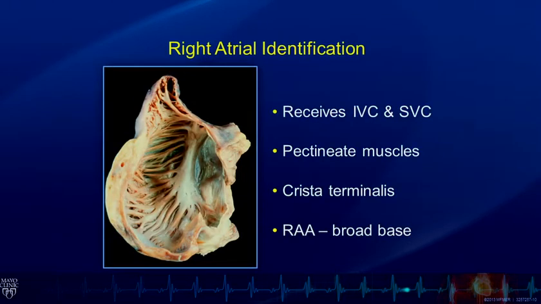How do we identify the right atrium? The right atrium receives, of course, the inferior and superior vena cava. It's characterized by pectinate muscles, which are nicely demonstrated in this pathologic example, the ridges over on the left side of the panel. The crista terminalis separates the smooth surface from the pectinate muscles and is nicely demonstrated in this specimen also. And the right atrial appendage is quite different from the left atrial appendage, in that it has a broad base and is demonstrated at the top part of this anatomic specimen.